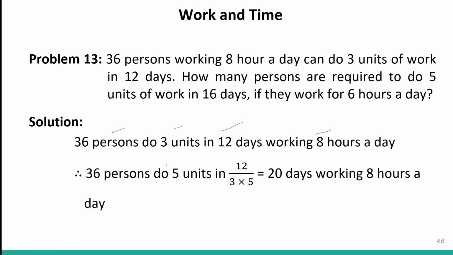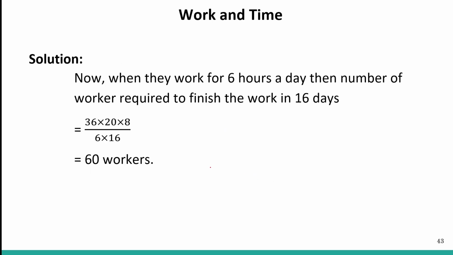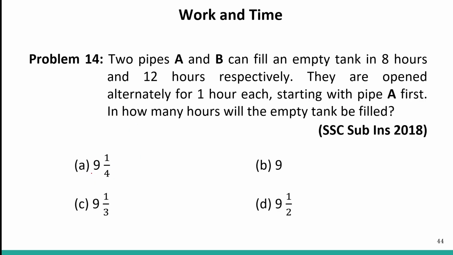So 36 persons can do 5 units in 12/3 × 5 = 20 days, working 8 hours a day. Now when they work for 6 hours a day, the number of workers required to finish the work in 16 days is 36 × 20 × 8 / (6 × 16), which is equal to 60 workers.